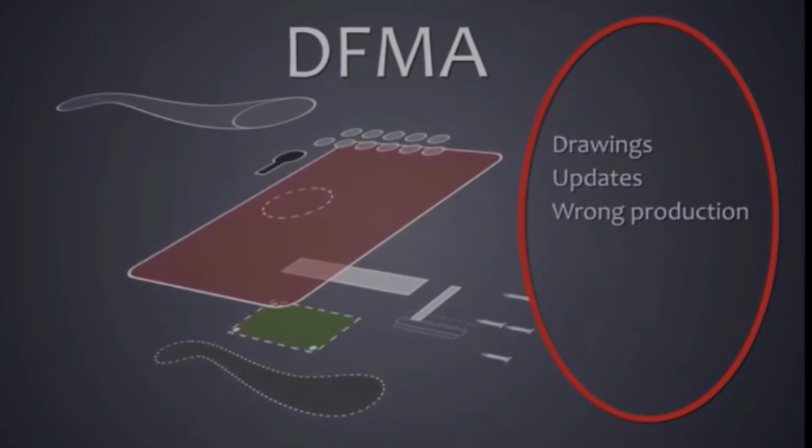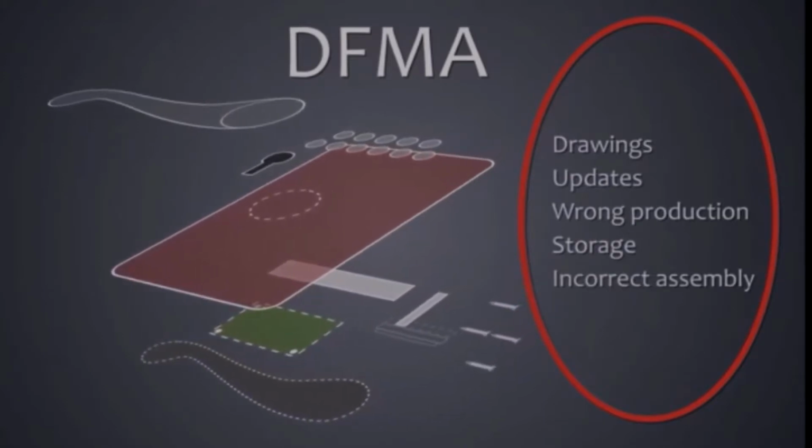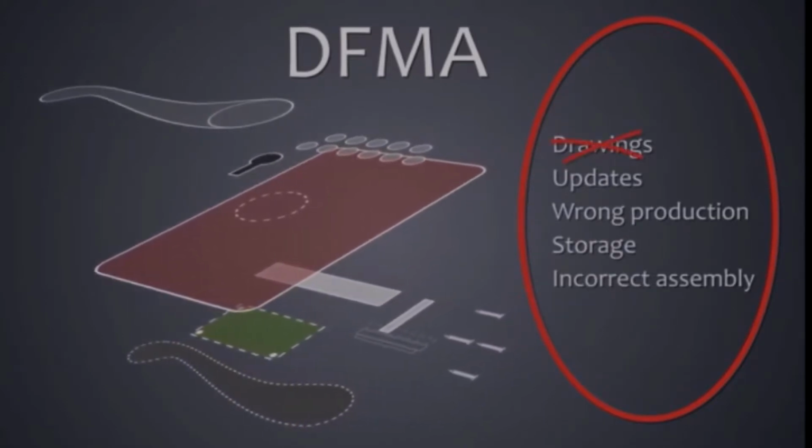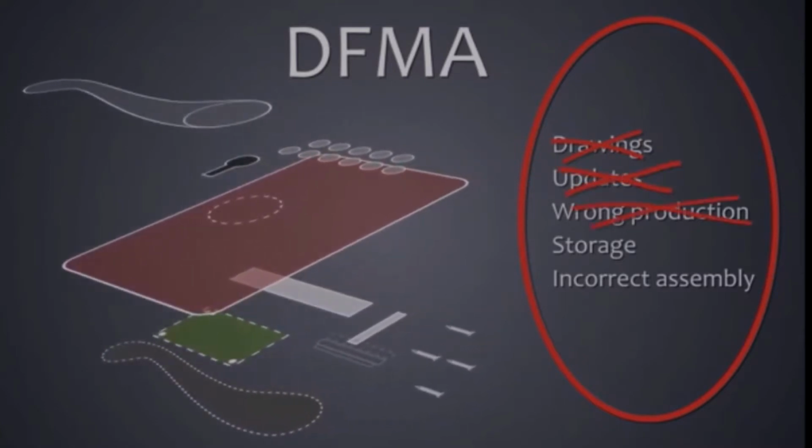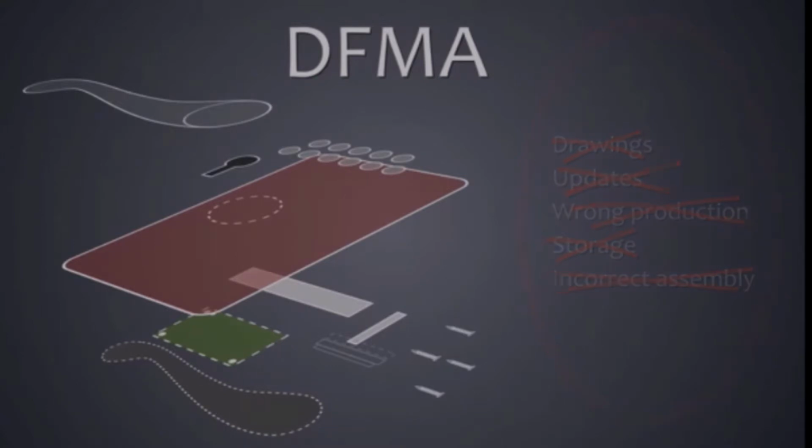What is DFMA? DFMA is a methodology for optimizing a new concept or an existing design with respect to manufacture and assembly by reducing the number of components or processes needed, by eliminating excess components. We also eliminate the drawing of this component, the need to keep it up to date, the risk of wrong production of components, the need to store them, and the risk of incorrect assembly of the product.